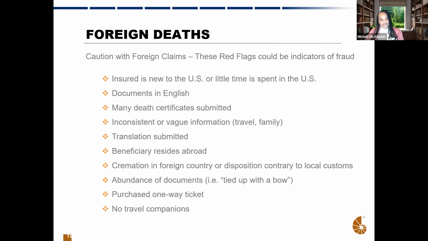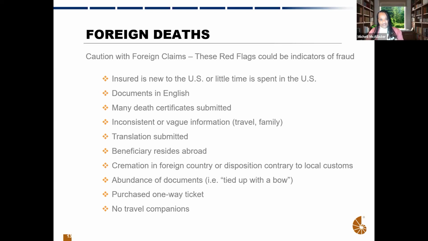When you receive documents from a country that doesn't speak English, isn't known for speaking English, and those documents come in English, you might want to take a better look at that. When you get many death certificates submitted, I know in some countries they have a death certificate, a certification of death, a medical certification of death. So there are many different kinds of documents, but when you get 4 or 5 different documents that all say they're a death certificate or a certificate of death, that's a huge red flag.